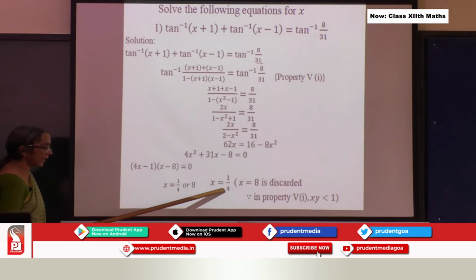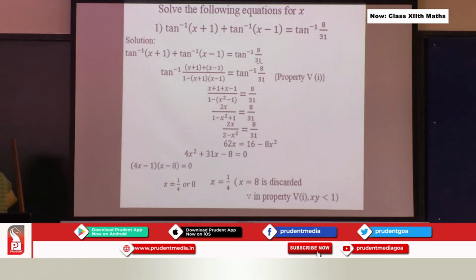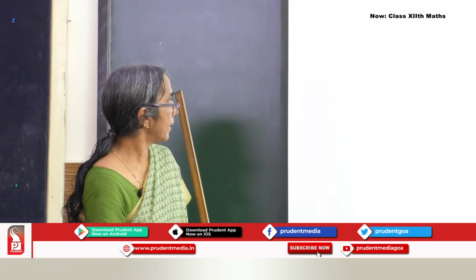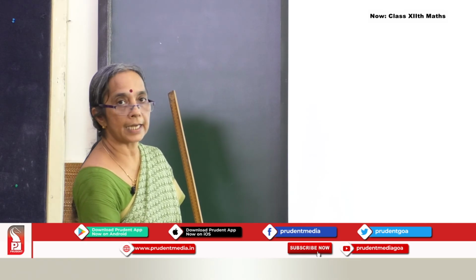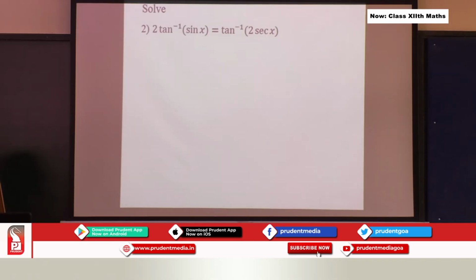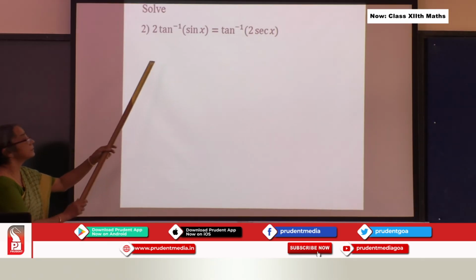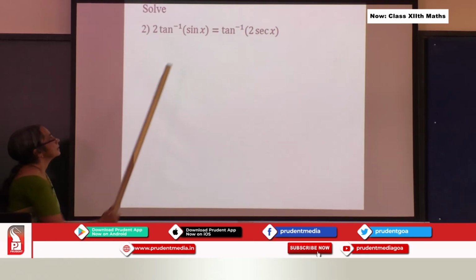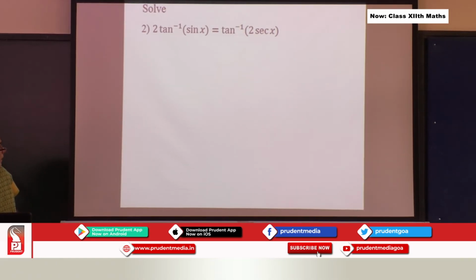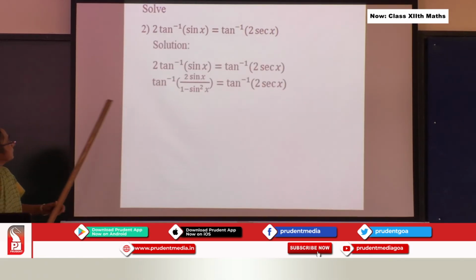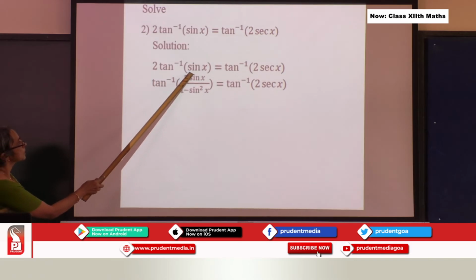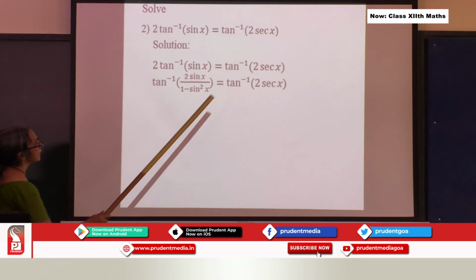So, for only one answer, x is equal to 1 by 4. The next problem is solving an equation, finding the value of x. Here another equation is given, an inverse trigonometric function equation. Here, 2 tan inverse of sin x is tan inverse of 2 sec x.